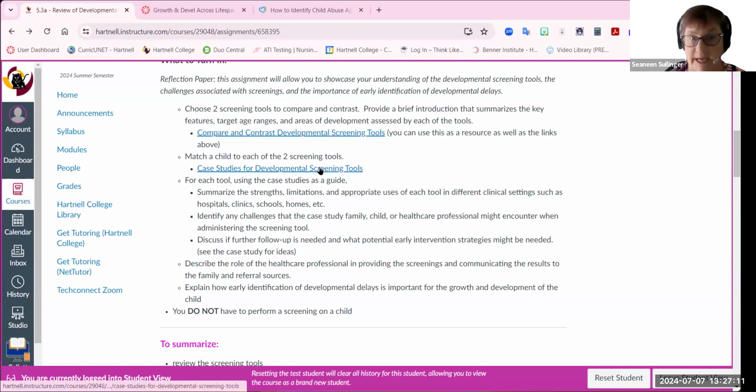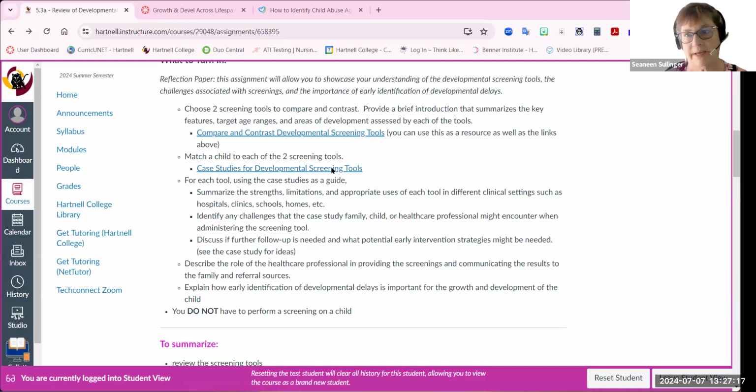Then you're going to go to the case studies and find a child that you think matches to the tool. If you want to pick a case study and then choose a tool, that's fine too, whatever works for you. I just want you to be researching the different tools so you understand what they're looking for and when you would use them.